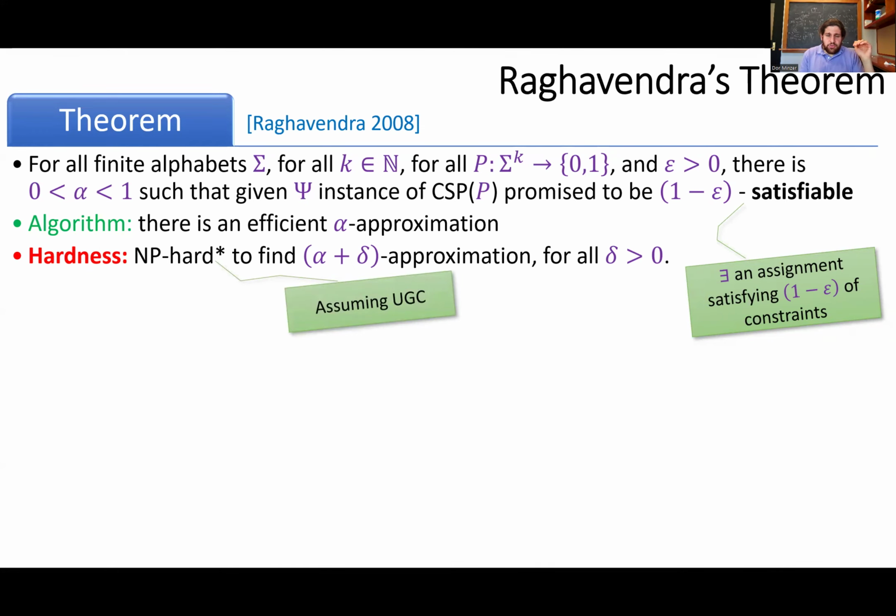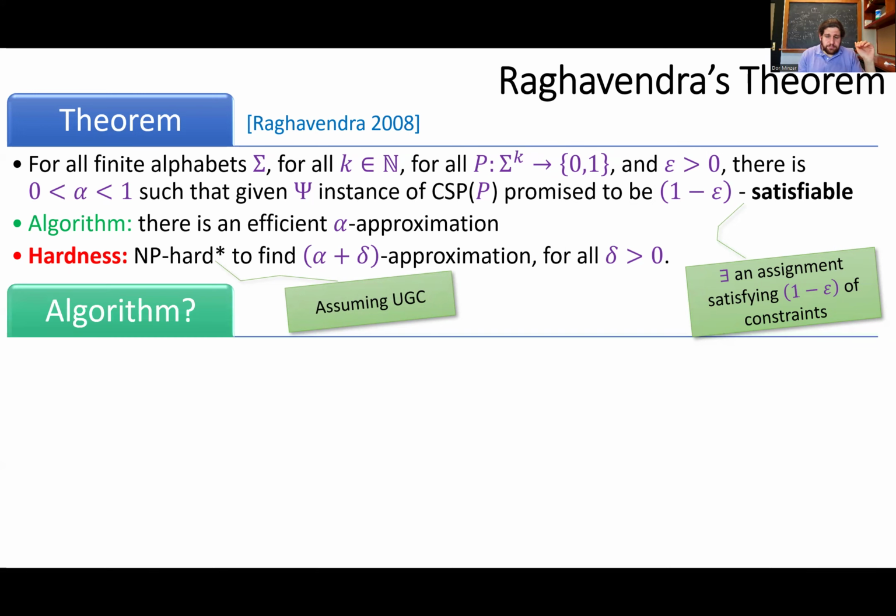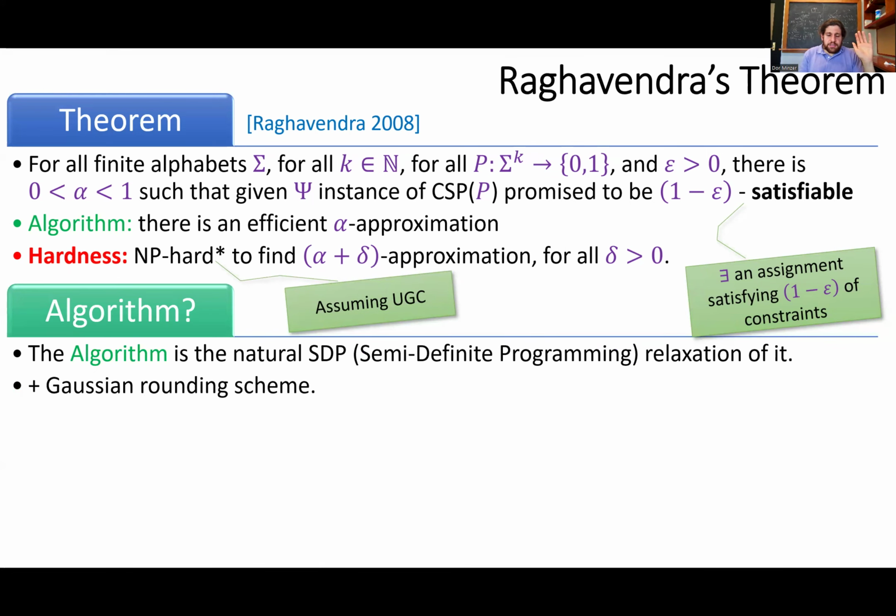And you can see that there is an asterisk here, and this is because this is not really NP-hard, it's only NP-hard assuming the Unique Games Conjecture, but I'm not going to talk about UGC at all in this talk, so let's ignore that for the moment. So the Raghavendra result is really beautiful. It even gives you the algorithm, which is some natural semidefinite program relaxation of the problem, plus a Gaussian rounding scheme.